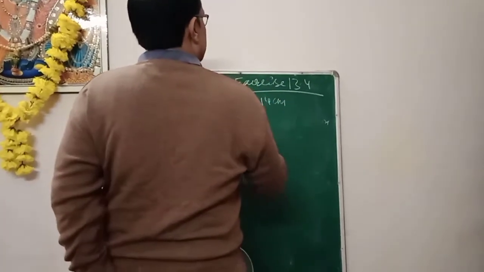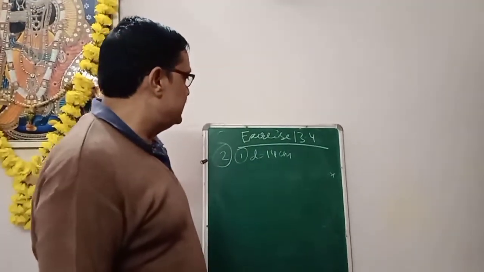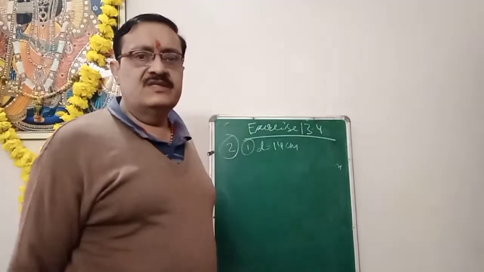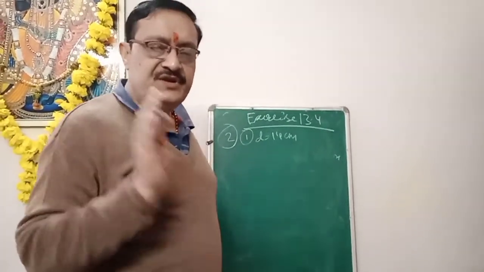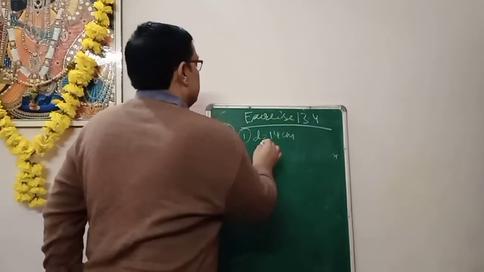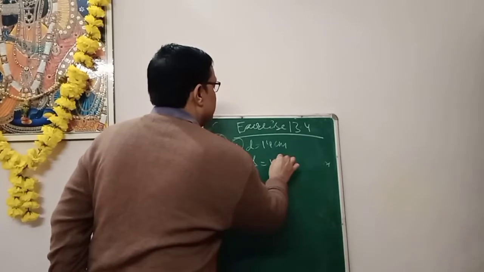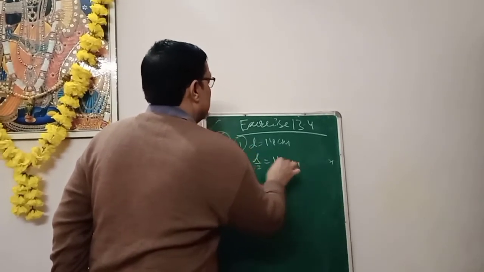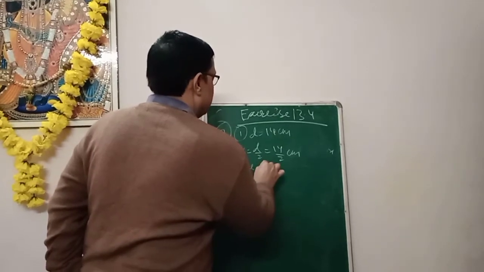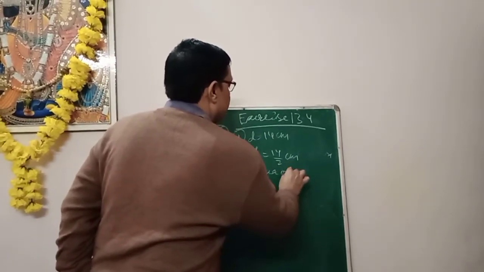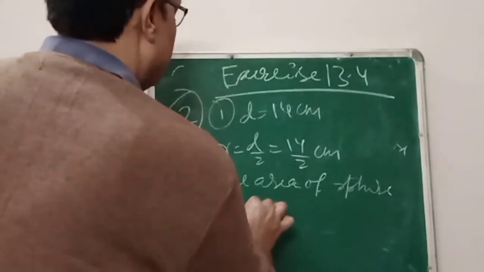So wherever we get a question and we find that the dimension given is of diameter, we need to convert it to radius. Radius is d upon 2, that is 14 by 2 cm. So now we know the surface area of sphere is 4 pi r square.